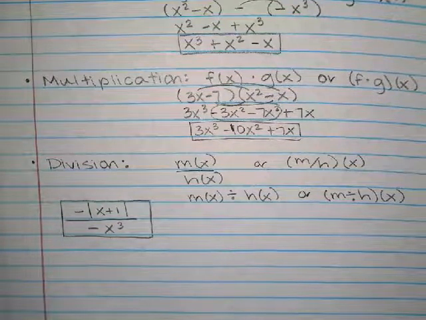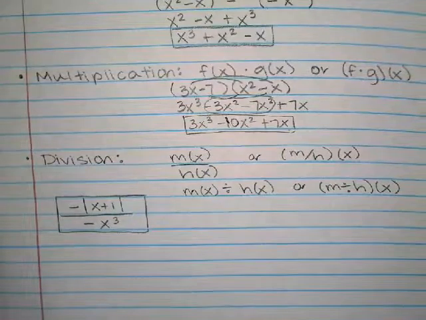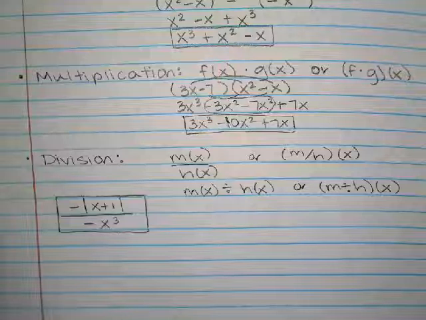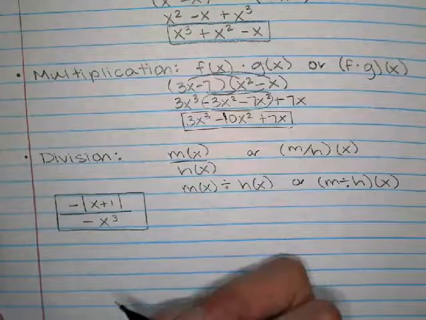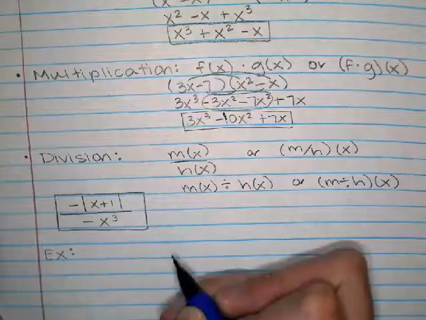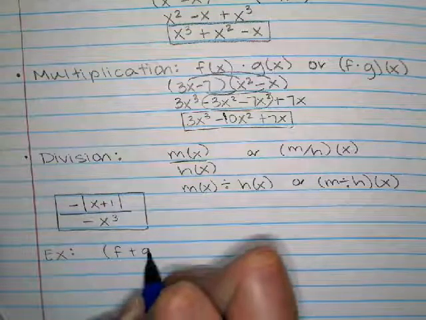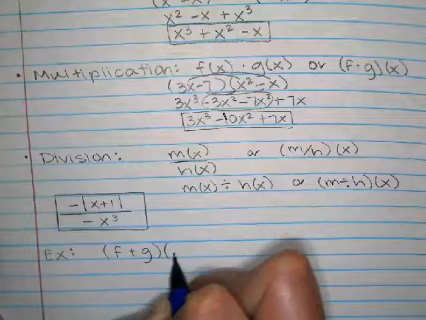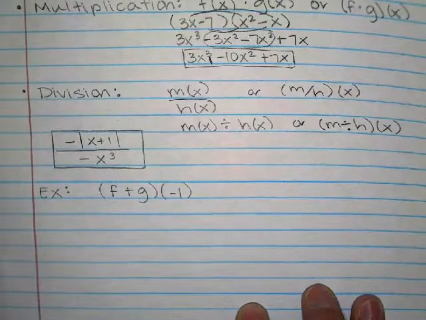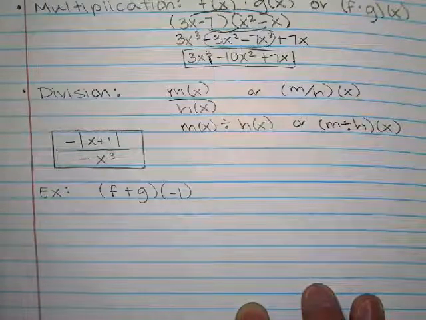So one more thing I want to do, because I want to show you how these problems can kind of look weird if they make you plug in numbers. So we're going to do an example with this, and then I'll show you the next worksheet. Let's say they gave you a problem and they said f plus g of negative 1. This is a combination of adding functions together and plugging a number in for x. It's doing both. So it's adding functions together, but it's also taking a number and plugging it in for x, because instead of saying of x, they said of negative 1.